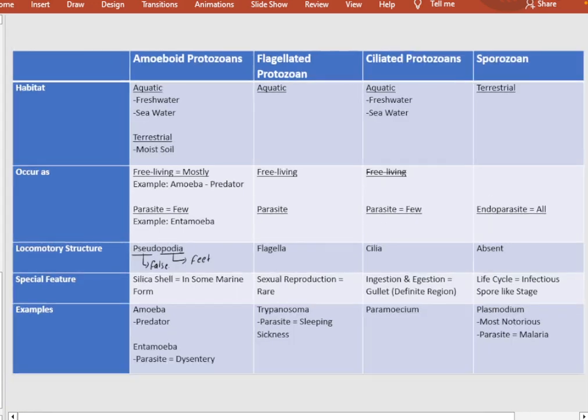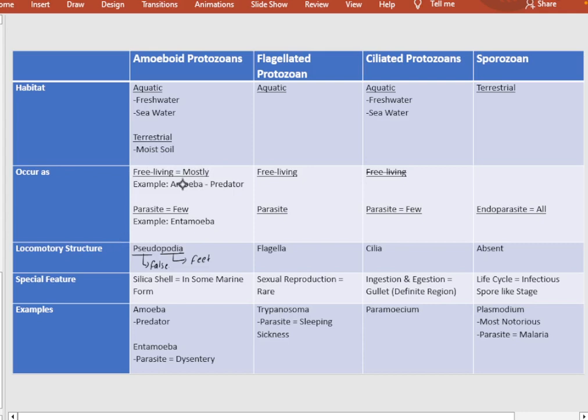Whereas all are parasites in the sporozoans. So parasites are present in every group; in some groups they are few, and in sporozoans all are parasites. Generally remember that sporozoans are all parasites. Wherever it is mentioned that parasites are few, the other group may be free living also.